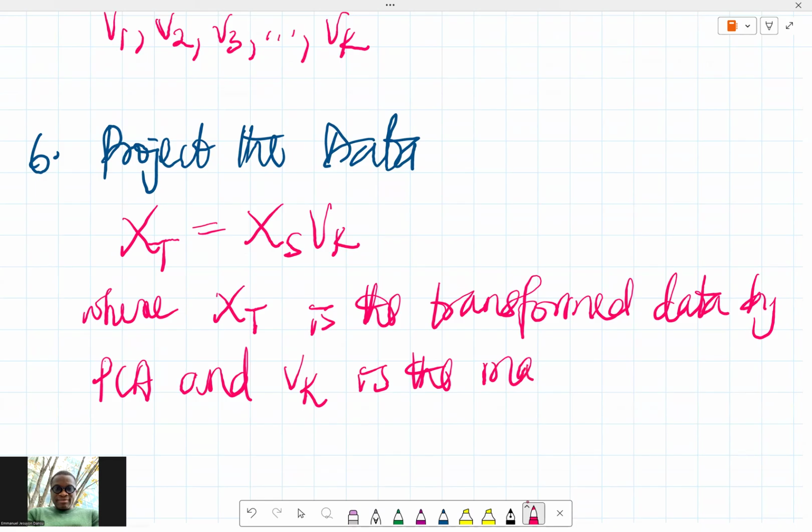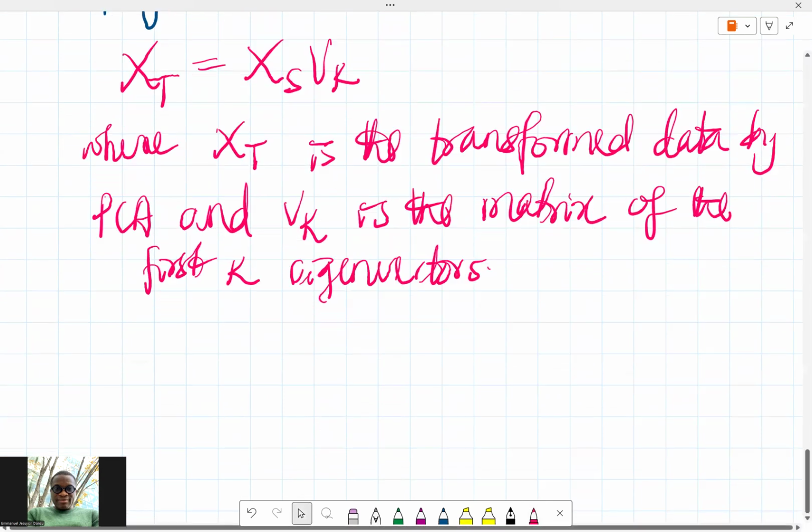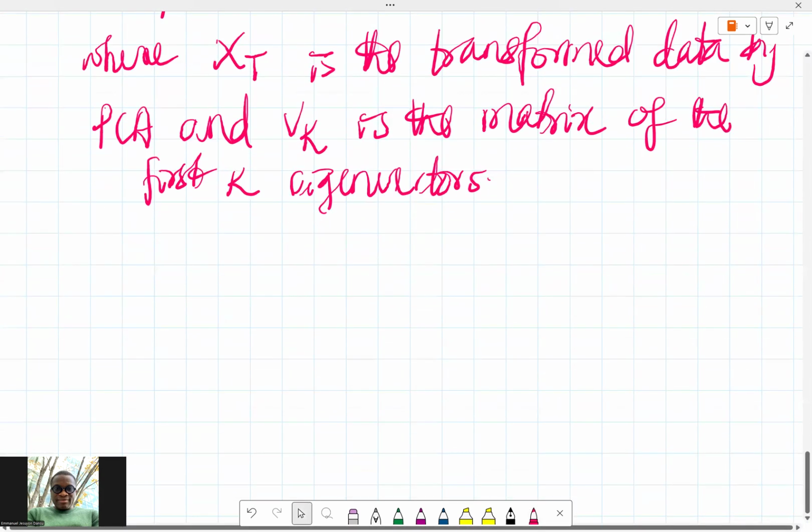It is actually the matrix of the first K eigenvectors. So if you ended up picking 4 eigenvectors based on the fact that you needed 4 principal components, you're going to have a 4x4 matrix. It all depends on what you want. Now let's take an example to drive home this idea.